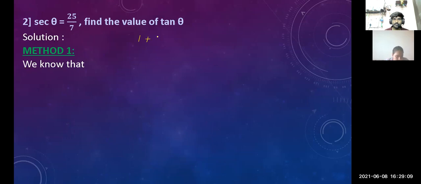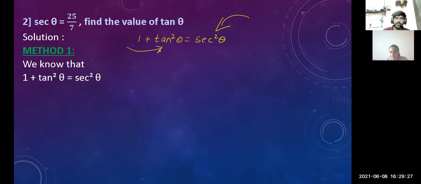Tan square theta plus 1 equals sec square theta. 1 plus tan square theta is equal to sec square theta. So we'll be using this identity. Sec theta is given. We have to find out tan theta. Let's start. So we're using the identity 1 plus tan square theta is equal to sec square theta.